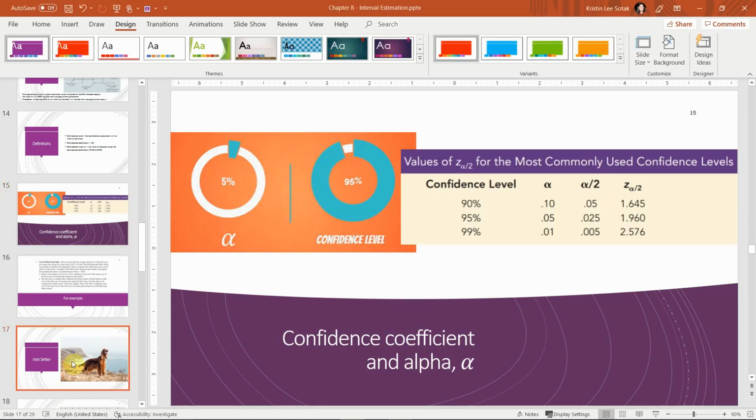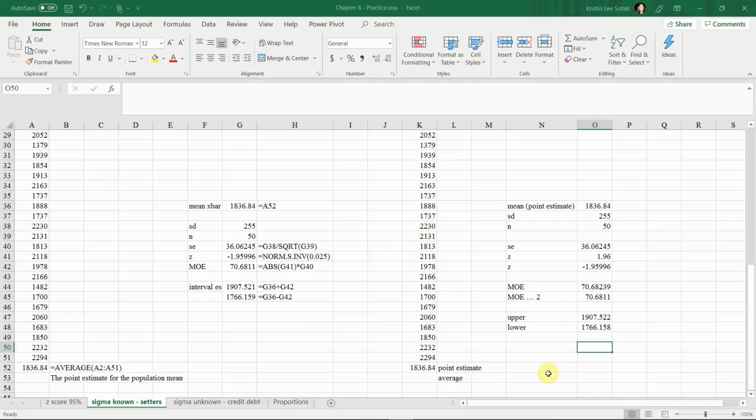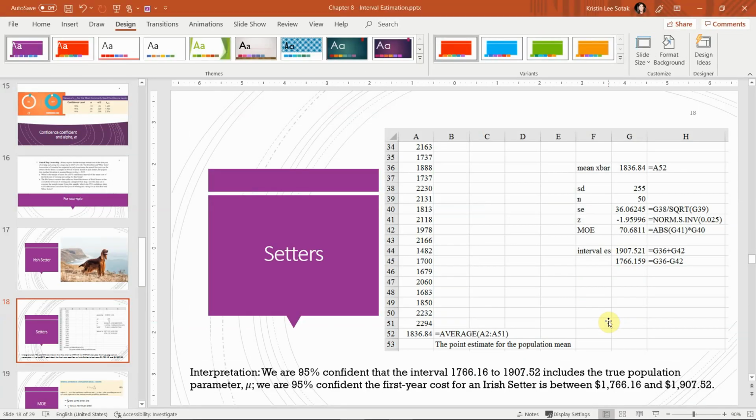Basically, we're saying that we are 95%, because remember, we use 95%. You can use other confidence levels such as 90%, whatever, but we're using 95%. So we can say that we are 95% confident that the interval 1766 to 1907 includes the true population parameter mu, which is what we're interested in. What is the real cost for an Irish setter for owners?